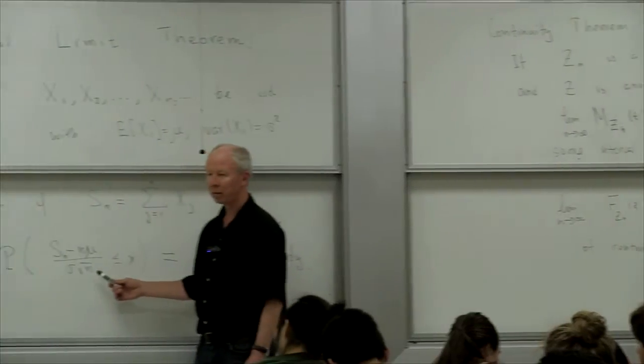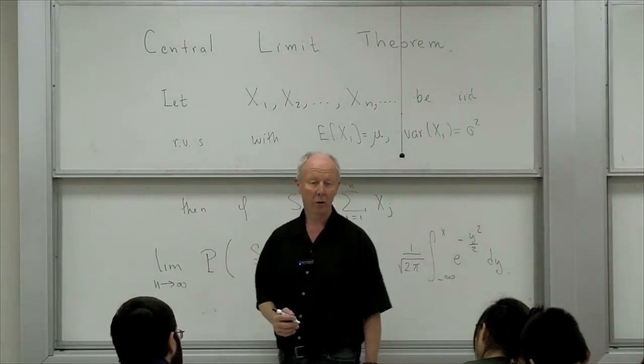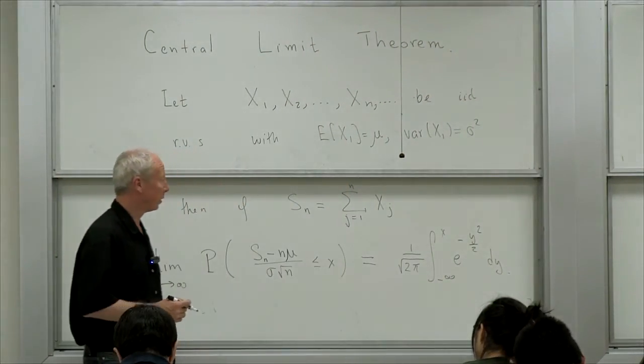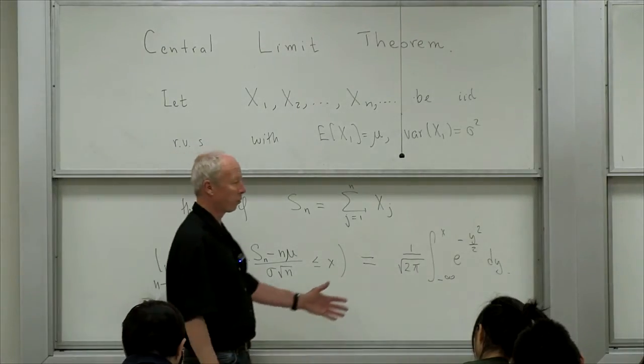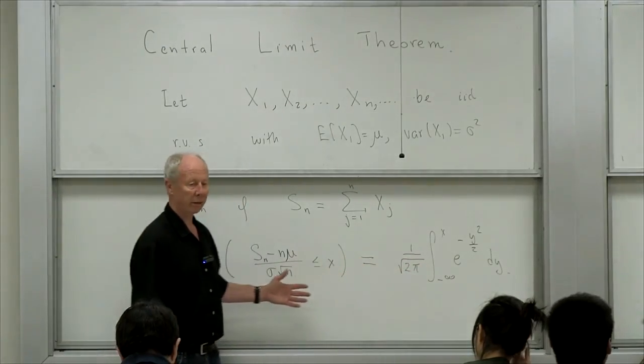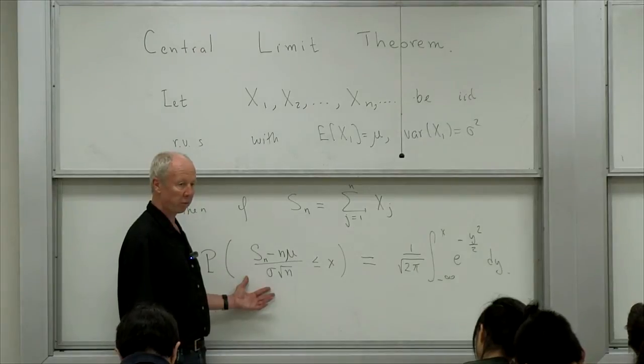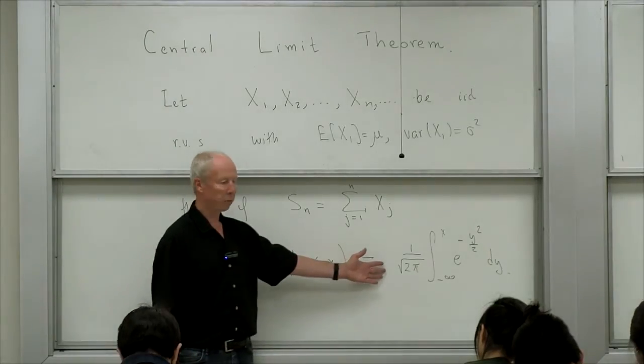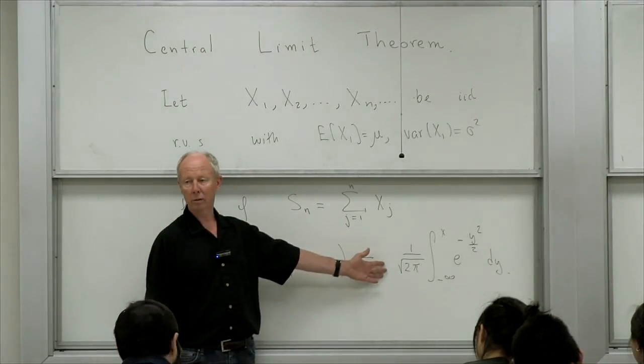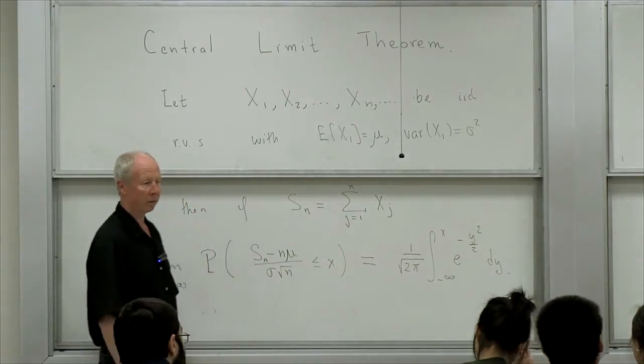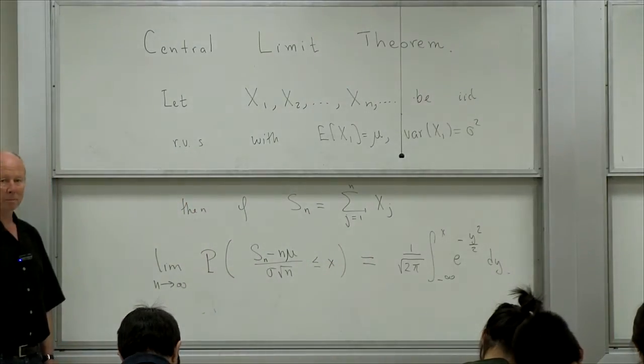Here's our Zn. Moment generating function converged in an interval containing the origin to the moment generating function for the normal. So it says that the distribution functions for Zn converge to the distribution function for Z. So that's the central limit theorem there. Okay?